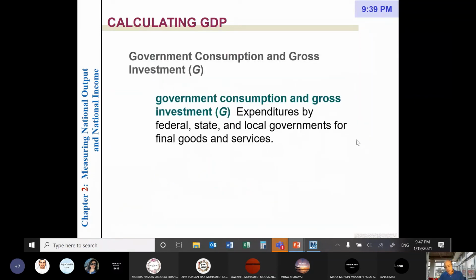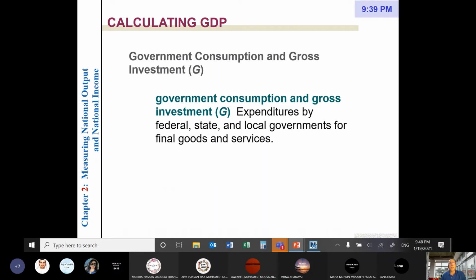Let's go to the third part of the expenditure approach, which is called government. Government expenditure, government spending, government purchases, or government consumption and gross investment. All these terms are interchangeable. So what is government expenditure? Spending by government, whether federal or state, to purchase final goods and services.